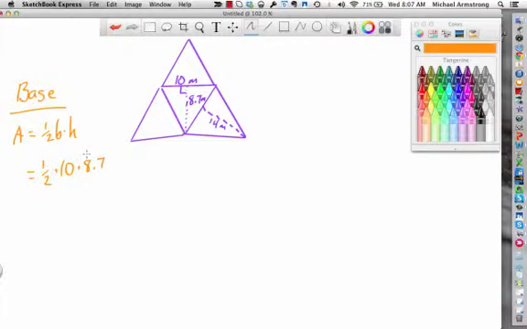Let's just get out the handy calculator again, just so that we can check ourselves here. 1/2 times 10 is 5 times 8.7, so it's going to be a little bigger than 40. Equals 43.5 meters squared.